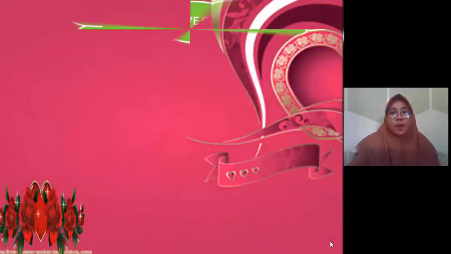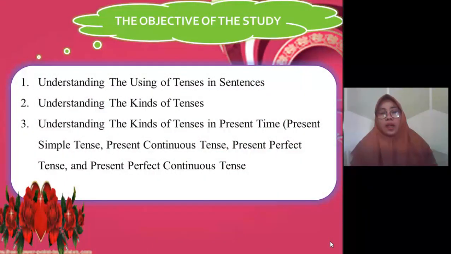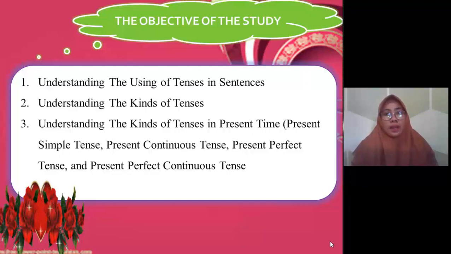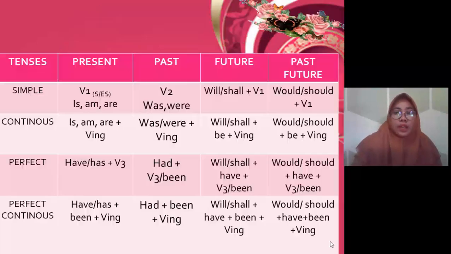But before we talk about that, I want you to know our objective of the study. Here, I hope that you can understand the use of tenses in sentences and the kinds of tenses, and the focus for today is just to understand the present time. Okay, let's see.